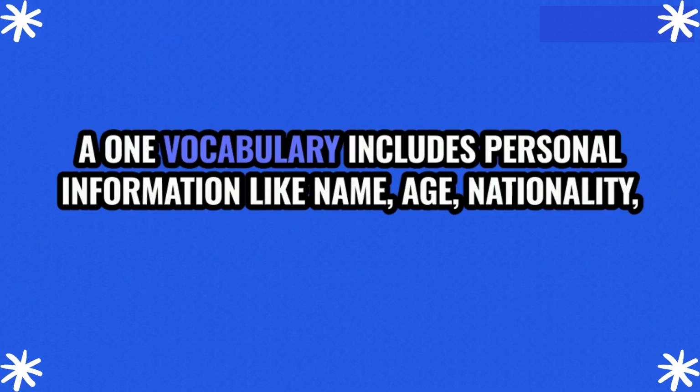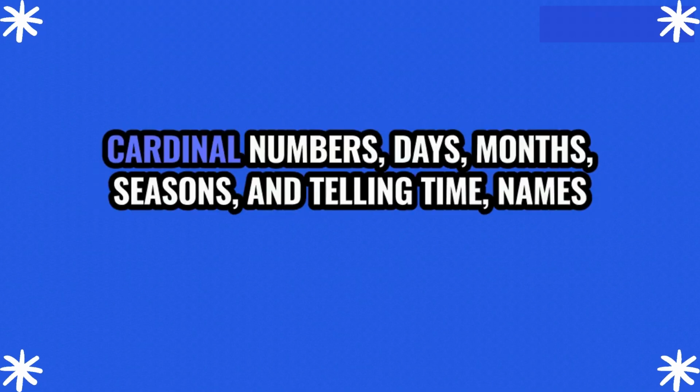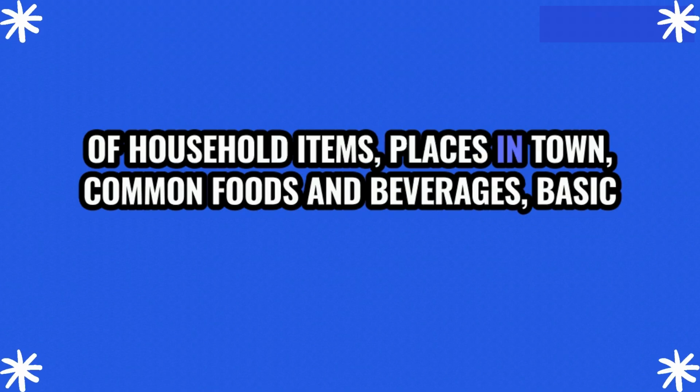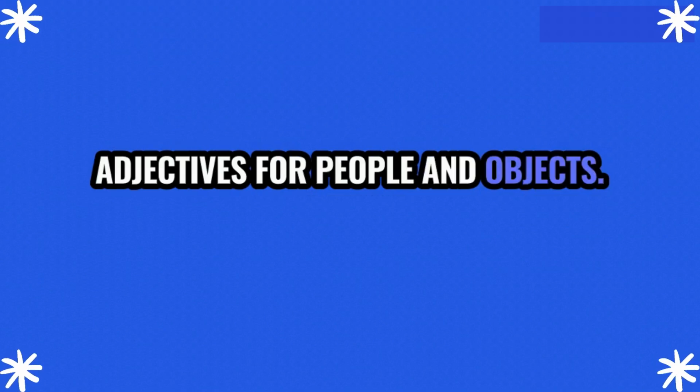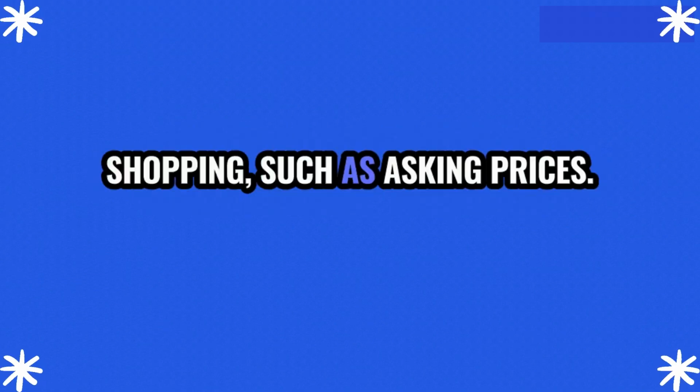A1 vocabulary includes personal information like name, age, nationality, occupation, and family members. Common verbs for daily activities, cardinal numbers, days, months, seasons, and telling time. Names of household items, places in town, common foods and beverages, basic adjectives for people and objects. You'll also learn basic directions and phrases for shopping, such as asking prices.